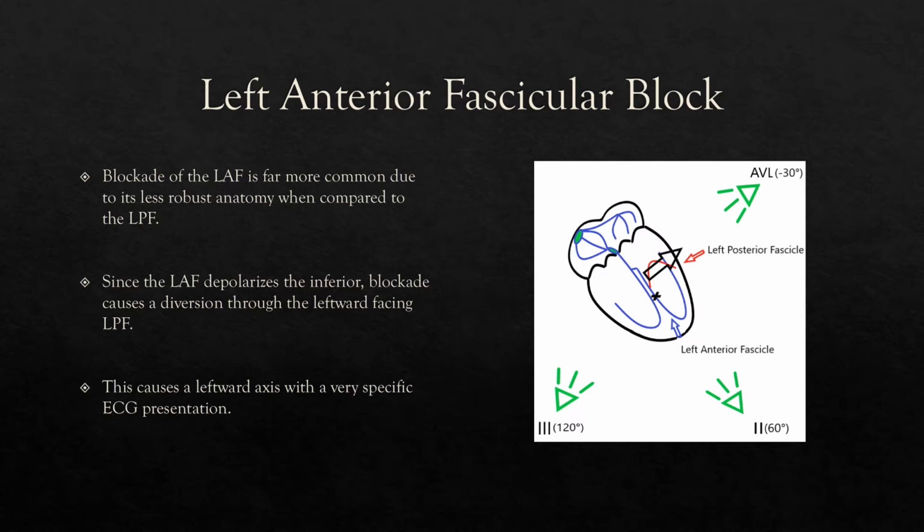Now, anterior fascicular blocks are way more common than the left posterior fascicular block. Once you learn how to identify these, you're going to notice that a lot of your left axis deviated patients have an anterior fascicular block. The filament is very thin and easily diseased from ischemia or prior injury patterns. The posterior fascicular blocks are much more rare because they have a more robust anatomy comparatively.